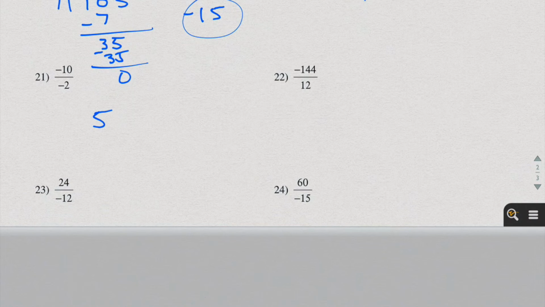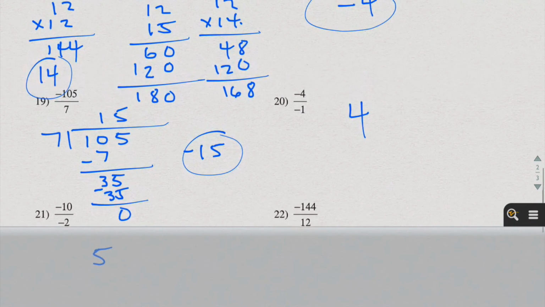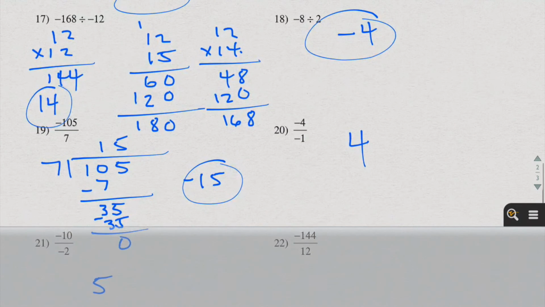Number 22. Negative 144 divided by 12. So here's a little trick. I know off the top of our heads 12 times 12 is 144, so we know the answer is 12. But let's say we didn't know. What you can do if you're ever taking a test or a quiz and you want to save time and you're not allowed to use a calculator is go back to when you did the 12 times table. If you look at number 17, we used 12 times 12 already and we know it's 144. So we don't have to do the process again.